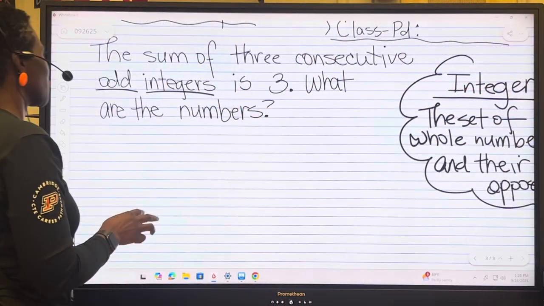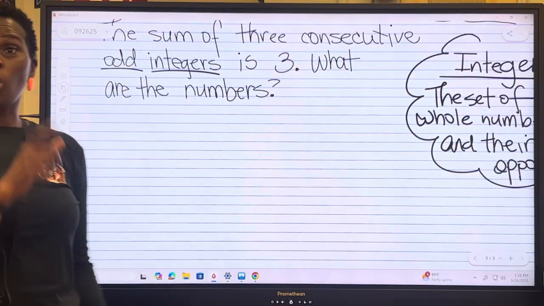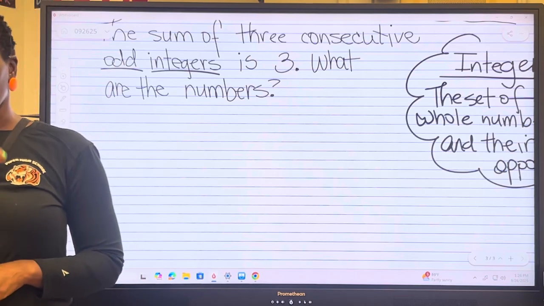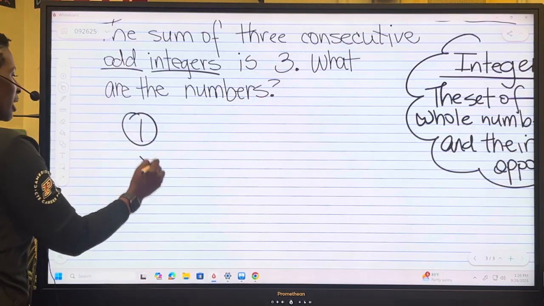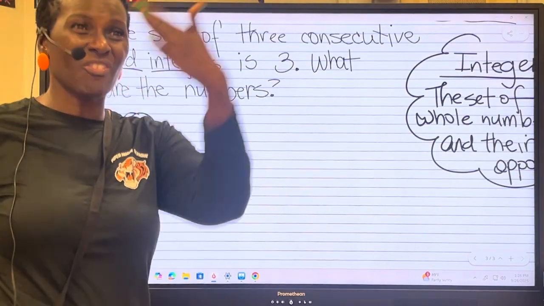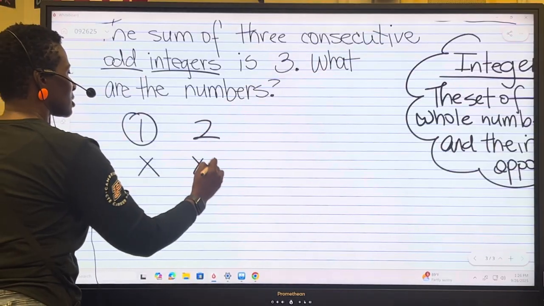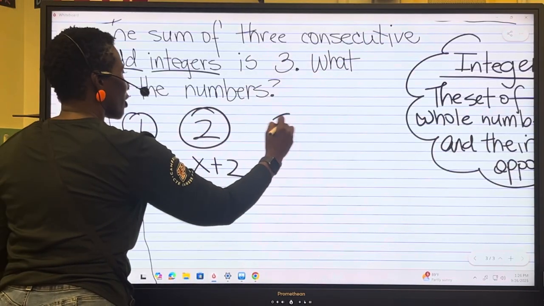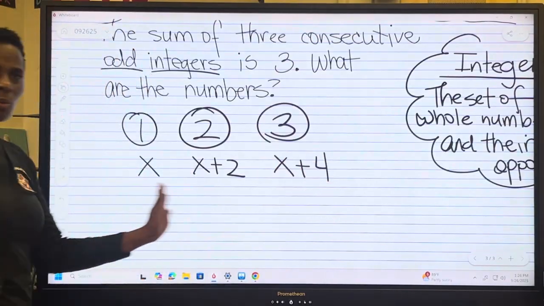But what have they asked us for here? They've asked us for odd. So, do we know the first number? No. So what are we gonna put if we don't know the first number? X. Now, what about the next number? The consecutive odd number. X plus 2. And then my third number would be what? X plus 4. Does everybody understand where we're getting these numbers from?